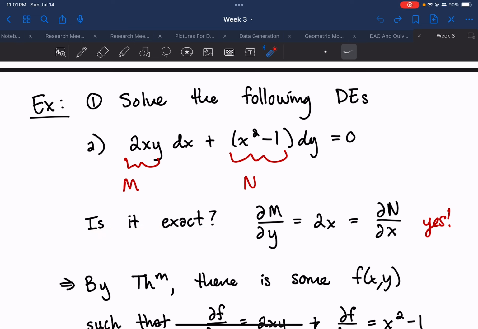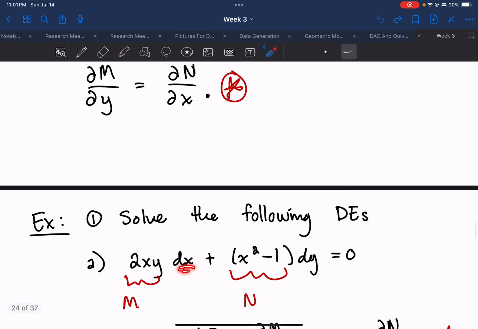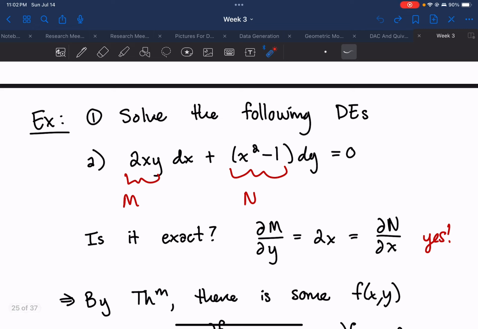Well, this equation is exact if and only if the partial of M with respect to y is equal to the partial of N with respect to x. So the thing out front of the dx, you need to find its derivative dy, and the thing out front of the dy, you need to find its derivative dx. That's why I call it the cross partials. Partial M, partial y is 2x, and partial N, partial x is also 2x. Since those are equal, yes, this is exact.